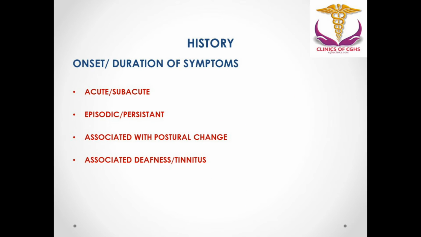Next, in the history, one should ask about the onset, duration of the symptoms and associated symptoms. Do the symptoms have an acute onset, or have they been there for a few weeks or months? Are the symptoms momentary in nature or episodic, or are they persistent? Are the symptoms associated with a change in posture, or are they there all the time? Are the symptoms associated with deafness or tinnitus? Do the symptoms occur while walking, or are they associated with palpitations?